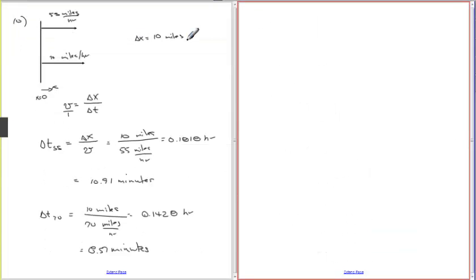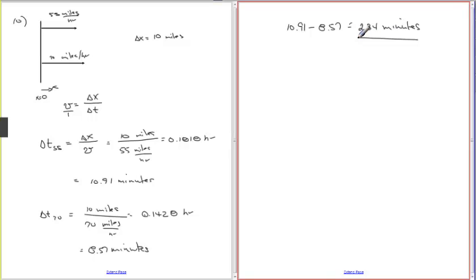So the question is, how much earlier does this car get there than that car? Well, it gets there the difference. So we take 10.91 minus 8.57. So once that guy arrives there, he's waiting a certain amount of time. 10.91 minus 8.57. And so we get 2.34 minutes. So that's the answer for part A.